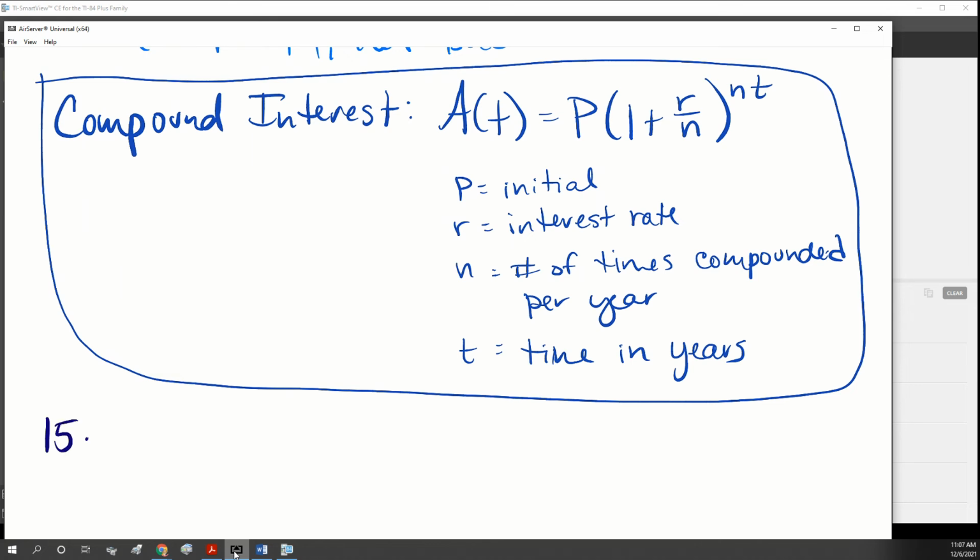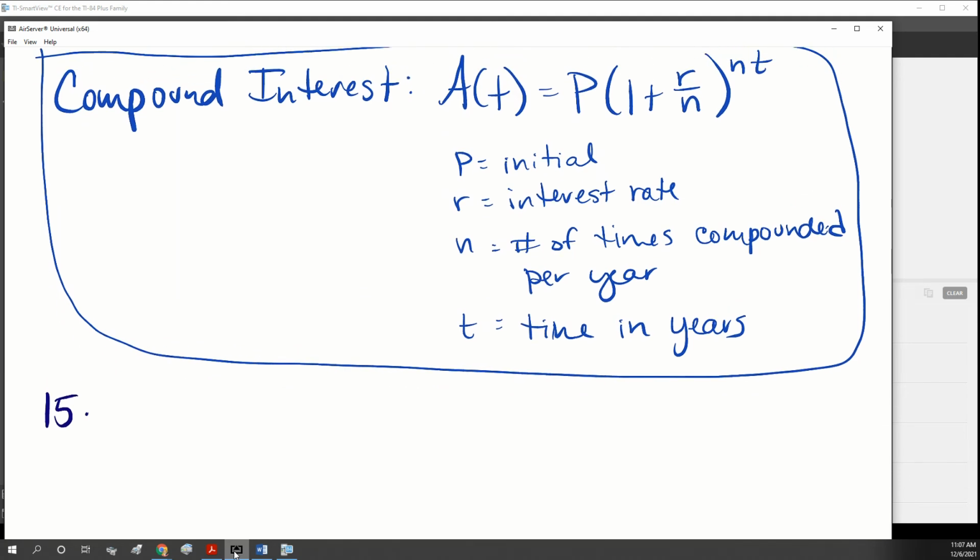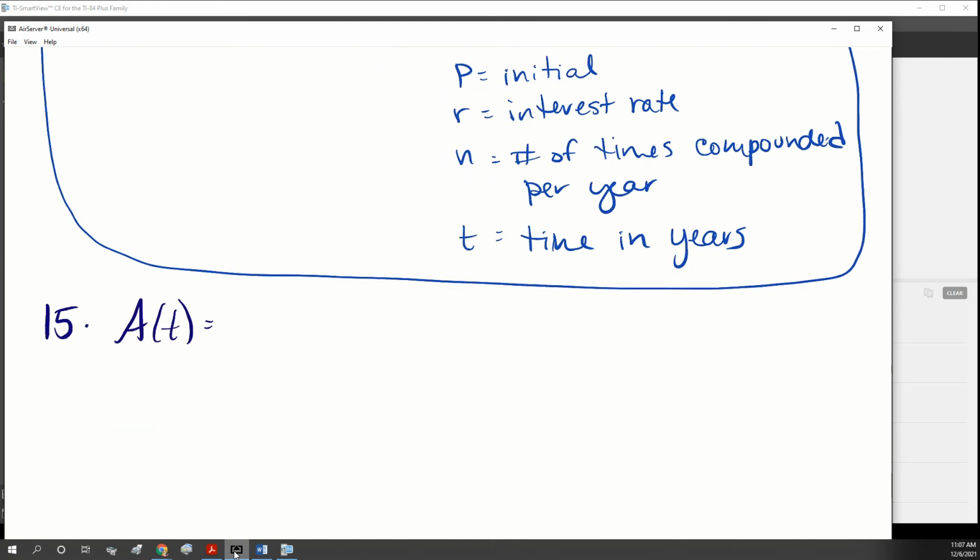All right, and we're going to do 15. So 15 says to find the time required for an investment to double in value if invested in an account paying 3% compounded quarterly. All right, so A of t. We're not given a value for an investment on this, so we can make one up. And if you're going to make one up, the easiest one to make up is just 1. You invest $1.